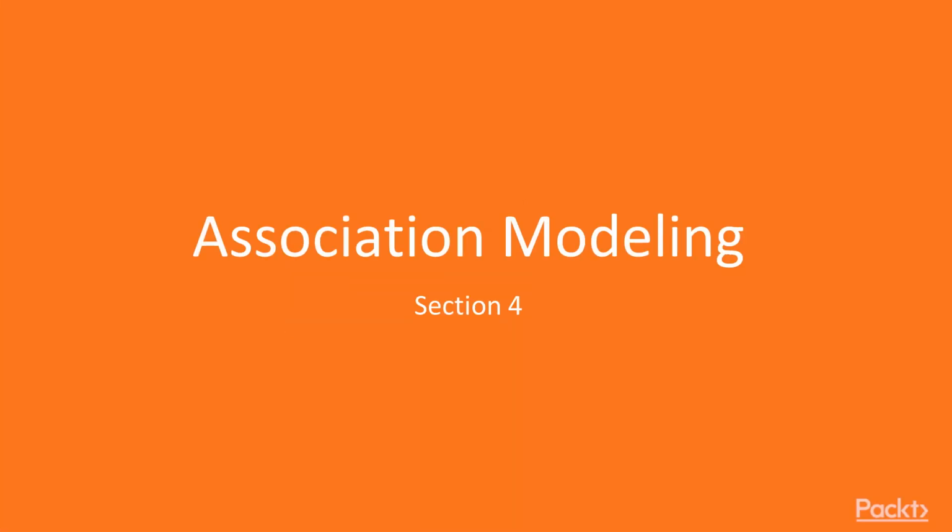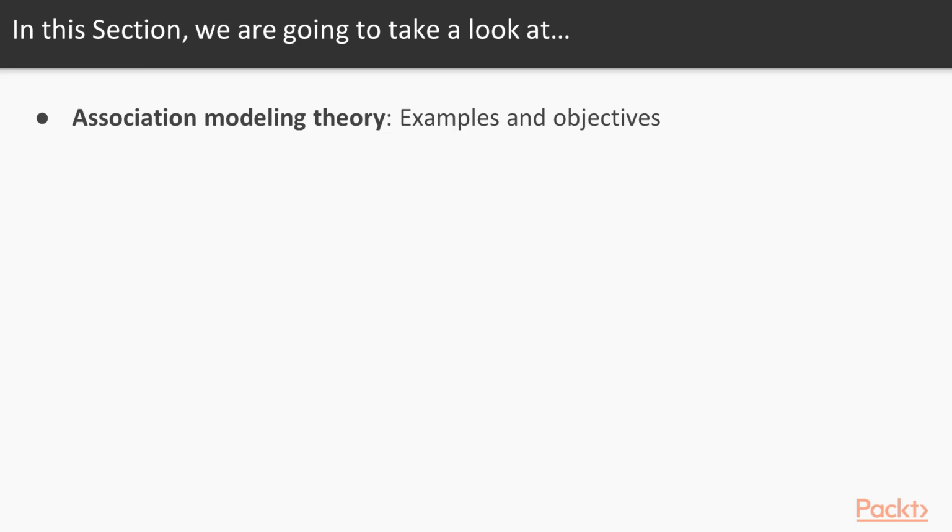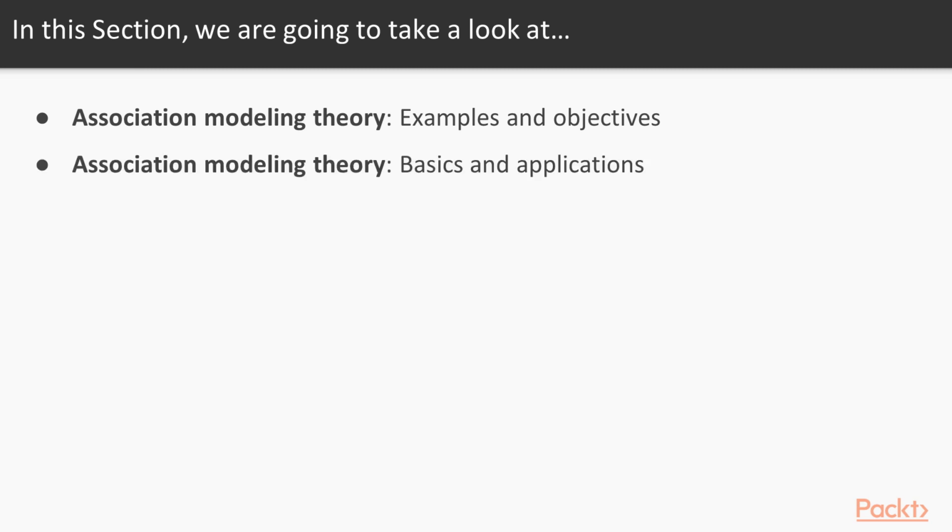Welcome to Section 4. In this section, we're going to talk about association modeling. Specifically, we're going to talk about the theory behind association modeling. We're going to start off by giving some examples and talk about its objectives. From there, we'll talk about the basics of association modeling and some of its applications.